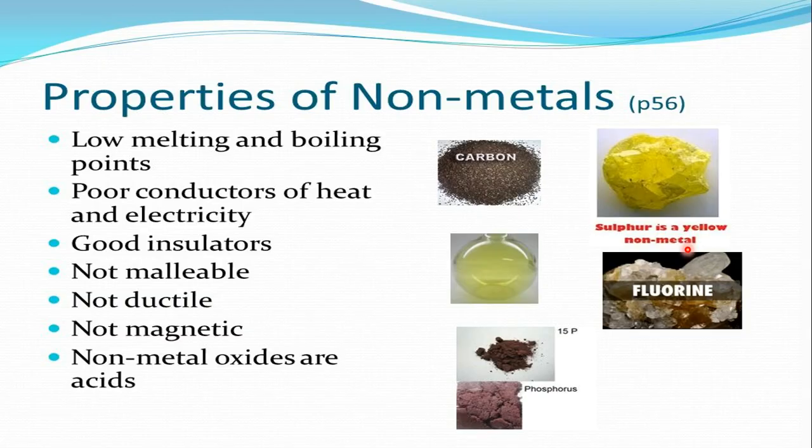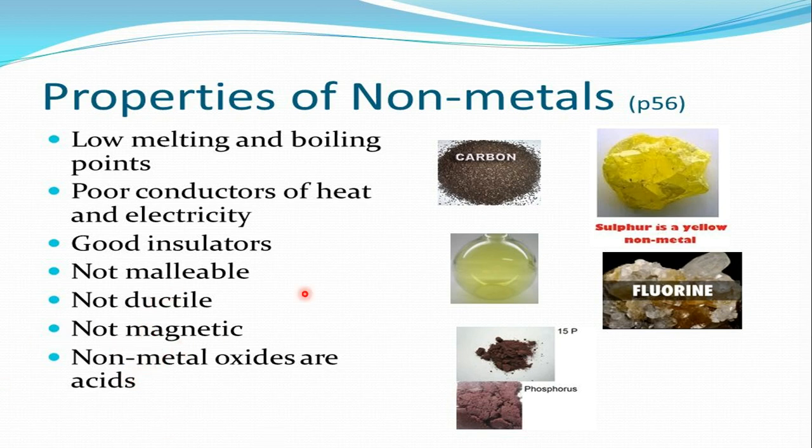Now let's look at the properties of non-metallic objects. Non-metallic objects have low melting and boiling points. They're poor conductors of heat and electricity. They're good insulators. They're not malleable. As I told before, they can't be turned into thin sheets, so they're brittle. When you hammer them, they will break. They're not ductile, so they can't be turned into a thin wire. They're not magnetic.